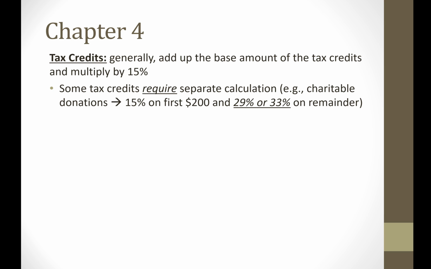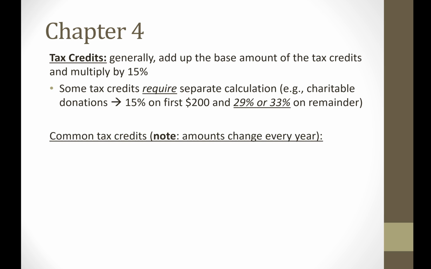For example, charitable donations. With charitable donations, the first $200 is multiplied by 15% to get the amount that gets deducted from the tax liability, and the amount over $200 could either be applied at a 29 or 33% depending on the taxpayer's tax bracket. Some common tax credits, everyone gets the basic amount, and once again, these amounts change every year, so once again, use the correct amount for that particular year.